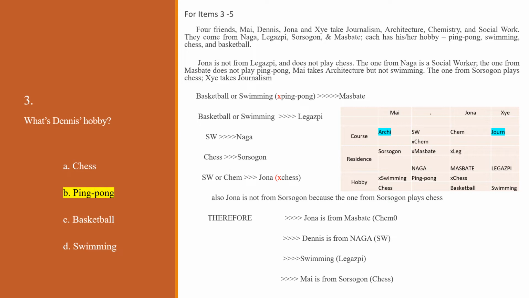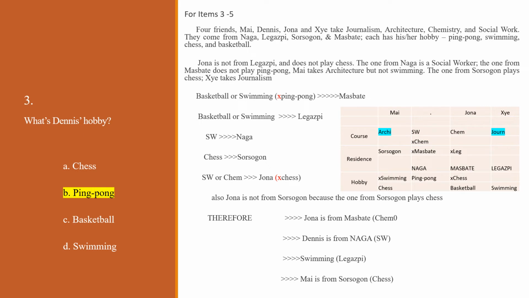Therefore, Jonah is taking up chemistry, and the one who is from Legazpi will be taking up swimming, and the architect will be from Sorsogon and will not be taking swimming, so therefore he will have the hobby of chess, and the one from Legazpi will be taking up swimming. So when we are able to map this out as in the table given, then we can answer the first question for this problem, which is item 3.